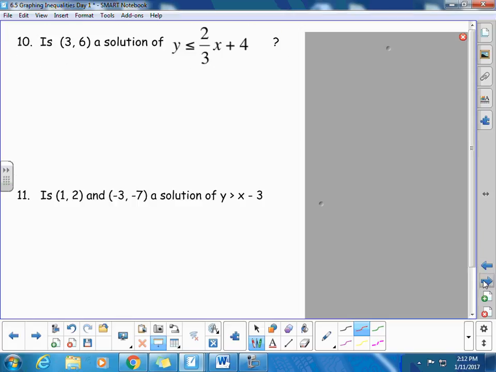So let's look at this. Is (3, 6) a solution? We had that test point in the beginning where we actually tested to see if something is a solution by just picking a random spot on the graph. It's kind of the same thing. I'm just going to plug this in. This is my x and my y.